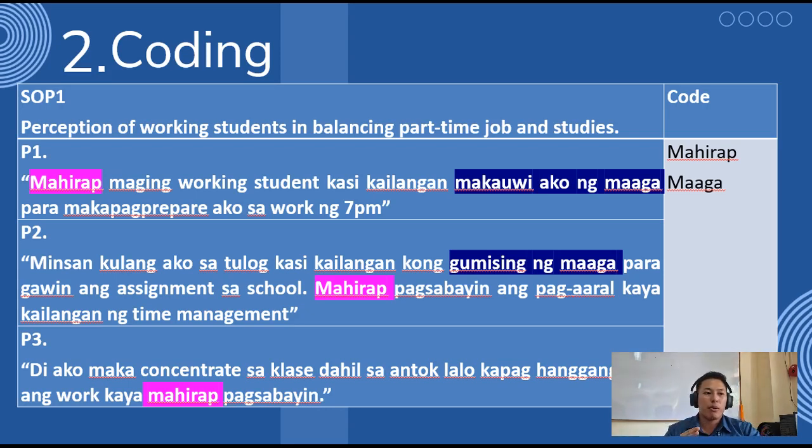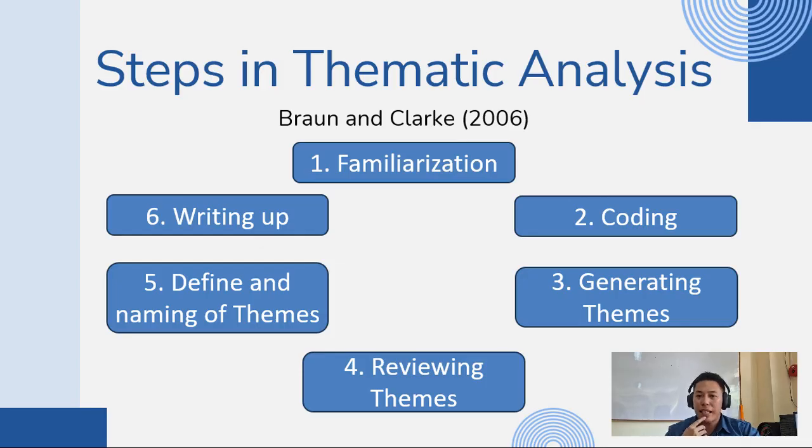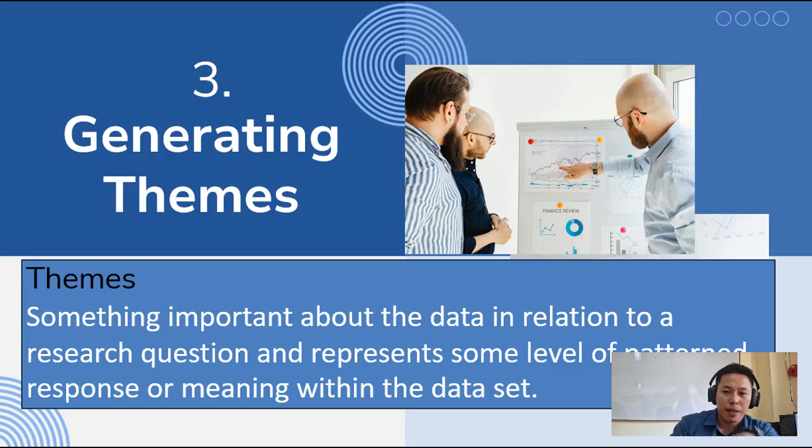The third step, according to Braun and Clarke, is generating themes. When you say themes, let us define first. Themes are something important about the data in relation to the research question, and they represent some level of pattern, response, or meaning within the data set. So balikan natin yung definition.